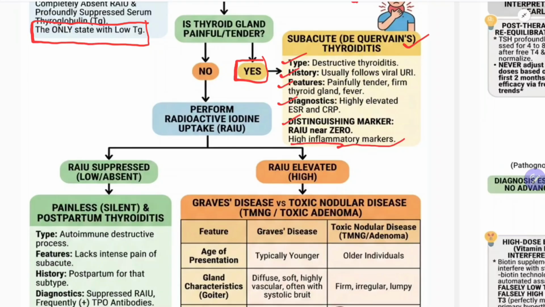so I said this flowchart is based upon radioactive iodine uptake. So in the next page we will be seeing a flowchart based upon thyroid function test, thyroid receptor antibodies, radioactive iodine and ultrasonography. So in detail we will see in the next page.